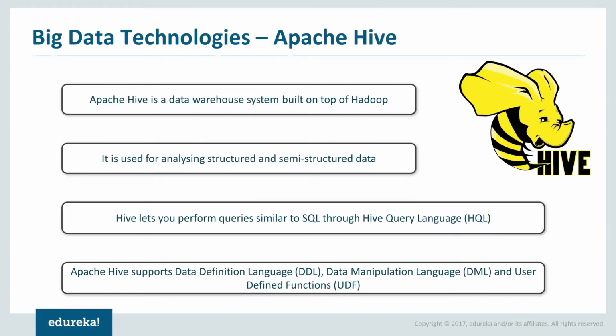Now let's understand what are the big data technologies available. So first we'll speak about Apache Hive. Apache Hive is a data warehouse system built upon the Hadoop system. Okay, we have Hadoop distributed file system. Upon that, we have an interface where we can speak to it so that it goes back and fetches the data from HDFS, right? So it is used for analyzing structured and semi-structured data.